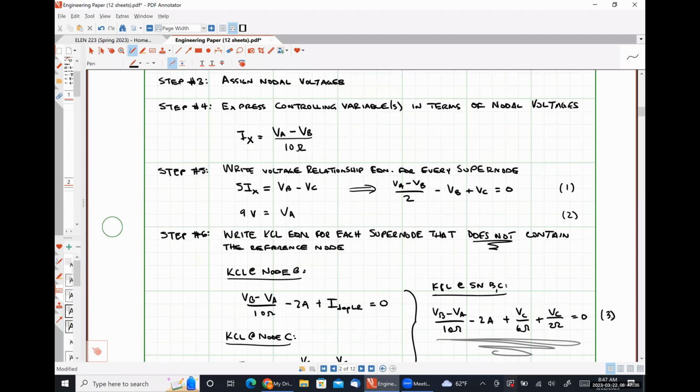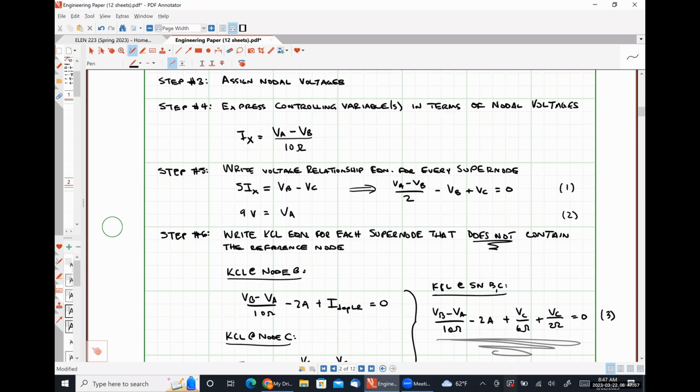In my third equation, my coefficient for VA is -1/10. My coefficient for VB is +1/10. My coefficient for VC is 1/6 plus 1/2. My constant term is 2.